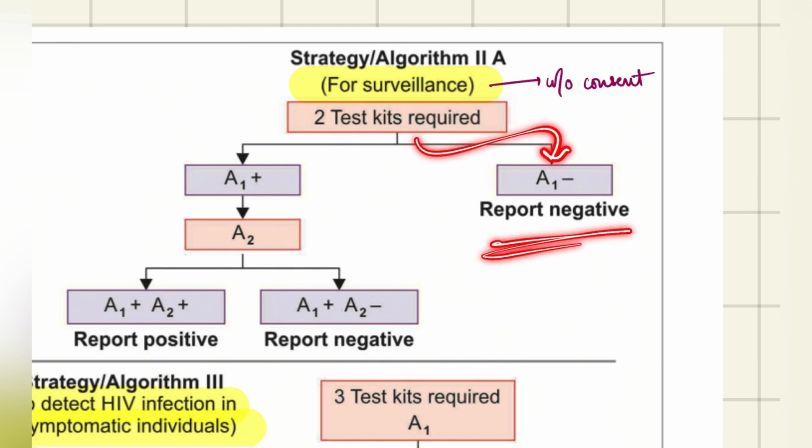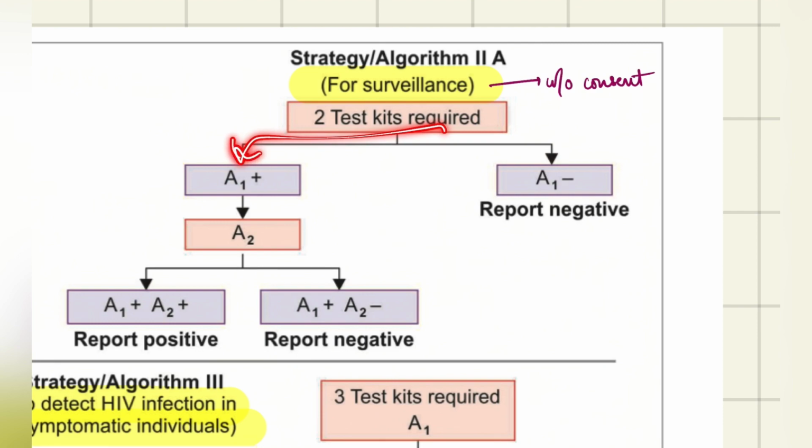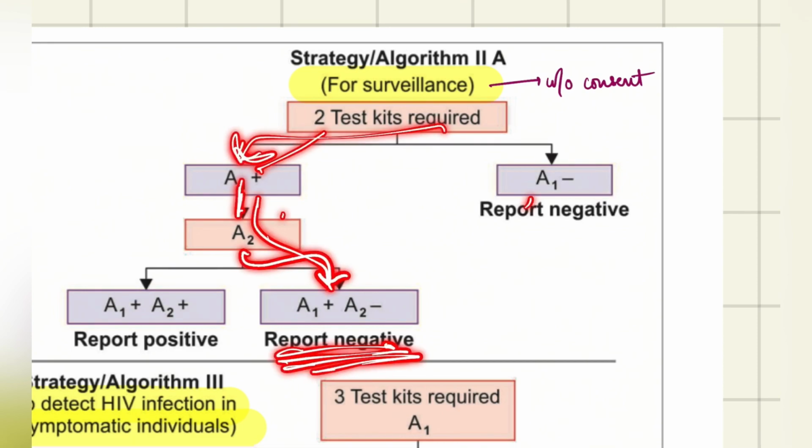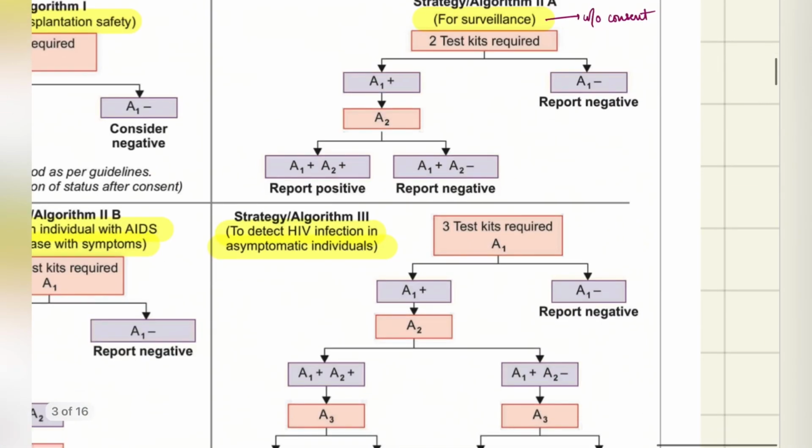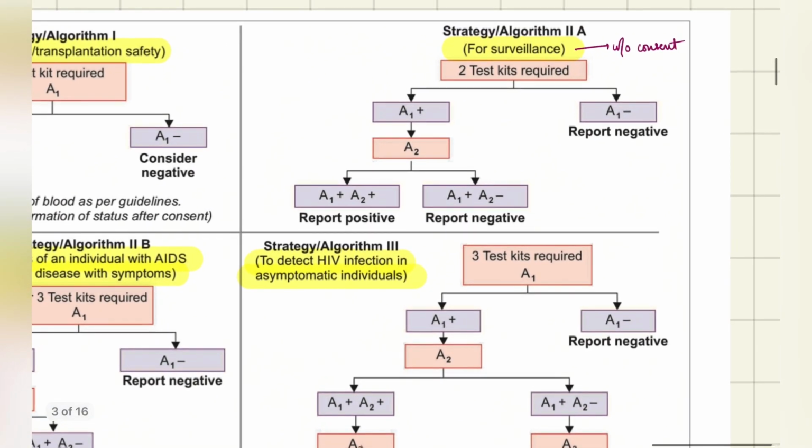If you get a negative report, then you just report negative. If the test kit reports positive, then you have another test kit. If this test kit also reports negative, then only you report negative. One positive but then one negative, you report negative. If it comes positive, there are 2 consecutive positives, so you report positive. You just have to make this on your own on a piece of paper and you'll remember this easily.